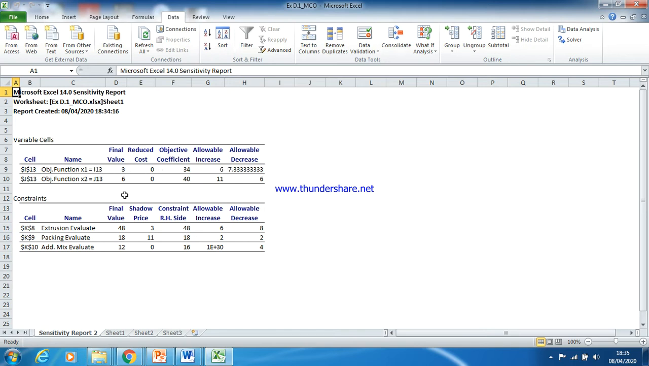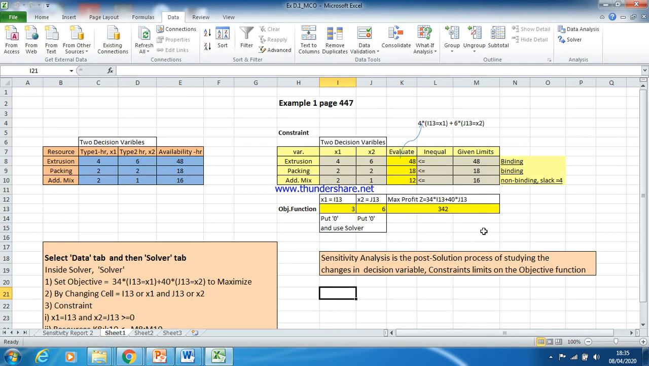The objective function will change. Similarly for x2, 6 is the optimal value, but this 40 is the profit which is given to us for pipe 2. So this 40 can be increased by 11 or decreased by 6. So let's see when we change these values, 34 or 40, what will affect these 3 and 6 and the objective function. So we go here, I will change this value.